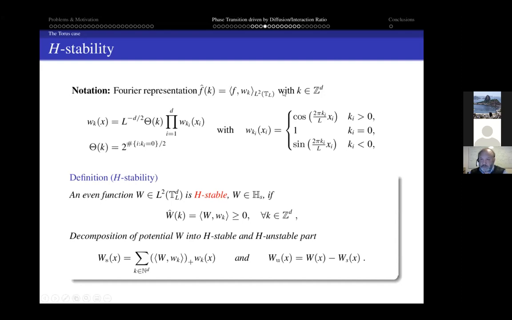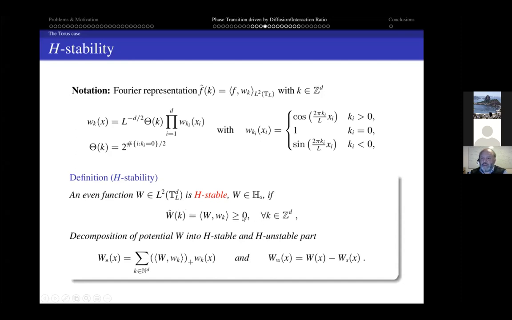So the Fourier representation I'm going to take, the Fourier modes W_k, are constructed by products of cosines and sines of 2πk·x/L, suitably normalized, and here θ of k just takes into account the different cases of having cosine or sine. Then there will be some 2's multiplying or not, to have this normalized in L2. So these are the Fourier modes. I would say that the potential is H-stable if all its Fourier modes are non-negative.